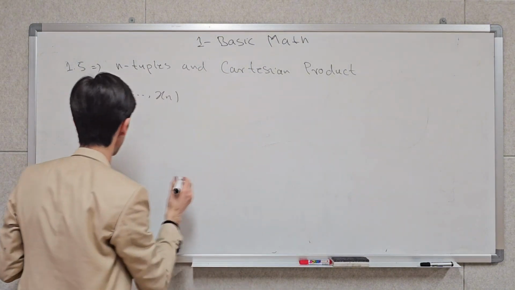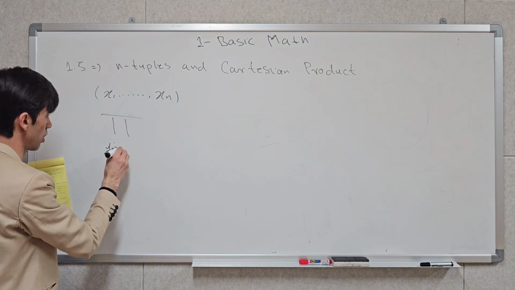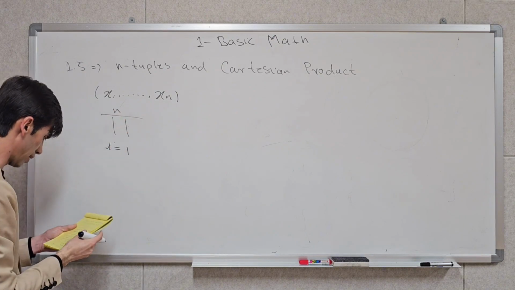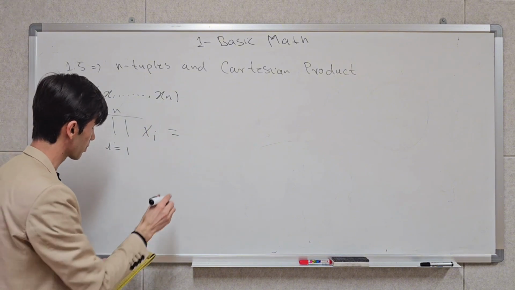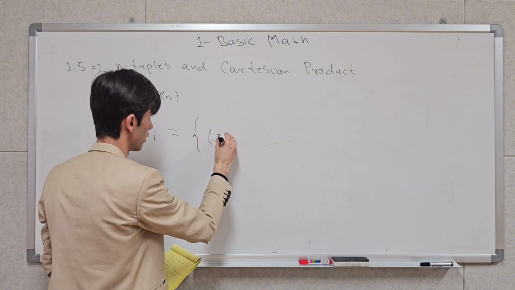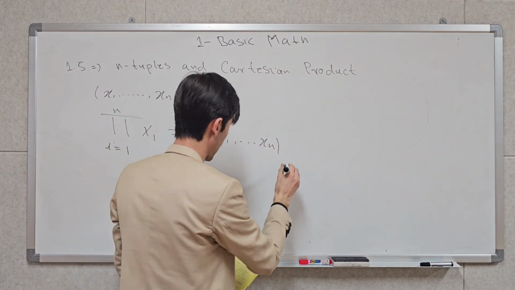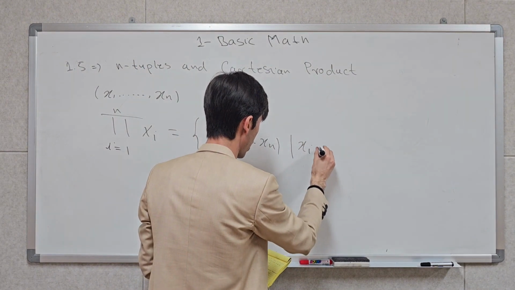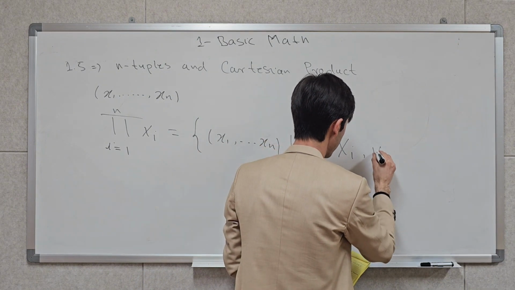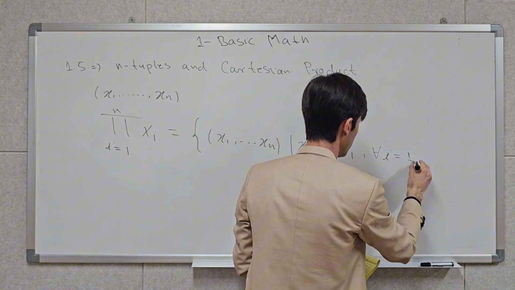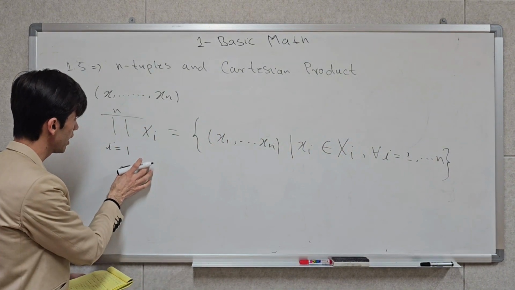A product or multiplication of different values from x1 to xn. Then the Cartesian product, which we can write with the sign of pi, starting from i equal to 1 up to n, for X_i, is equal to n-tuples from x1 up to xn, such that each xi is in set X_i, for every i from 1 to n.